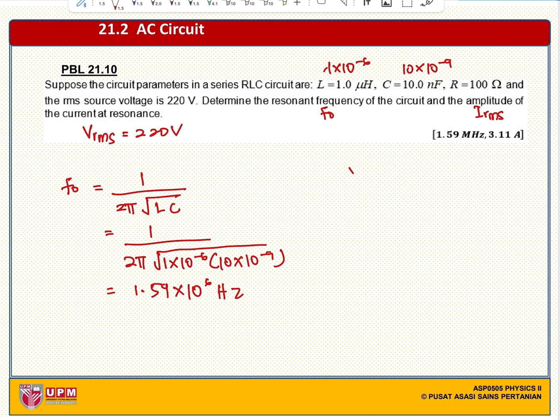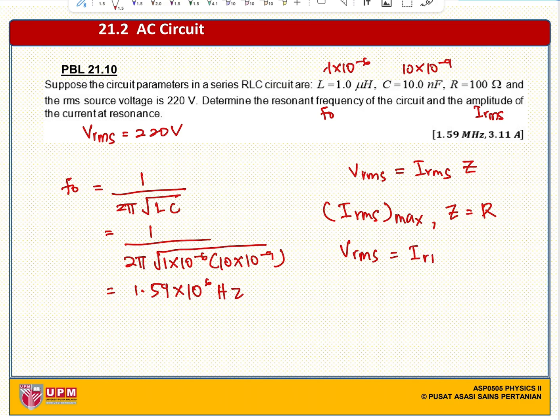And then it wants the second one, I RMS. So you have VRMS equal to I RMS Z. It wants I RMS maximum, which happens when Z is equal to R. So you will have VRMS equal to I RMS times R. Your VRMS is 220, I RMS maximum is what we want to find, and R is 100. Your I RMS maximum should be 2.2 ampere.